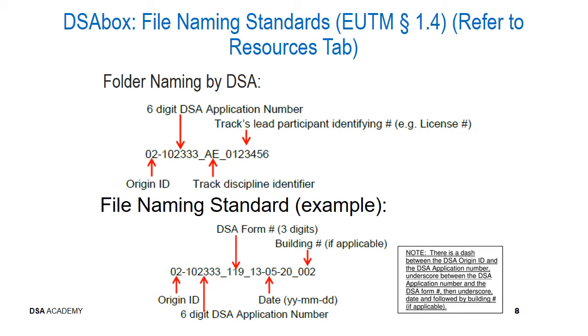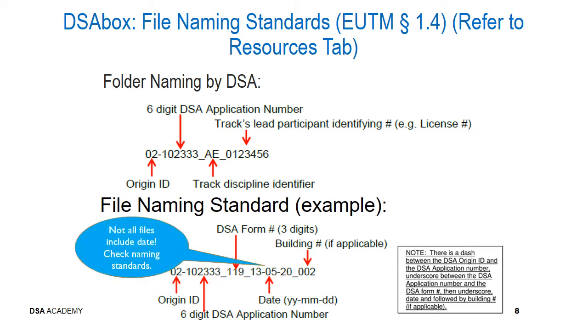And the note in the lower right: there is a dash between the DSA origin ID and the DSA application number, an underscore between the DSA application number and the DSA form number, then an underscore, the date, followed by a building number, if applicable. That's at least for the DSA Form 119. Be sure that you follow what's identified in the table that's provided in the External Users Training module of section 1.4 to understand what the particular file name needs to be based upon the form number that it is. So again, keep in mind, not all files include the date. Therefore, make sure you check the naming standards.